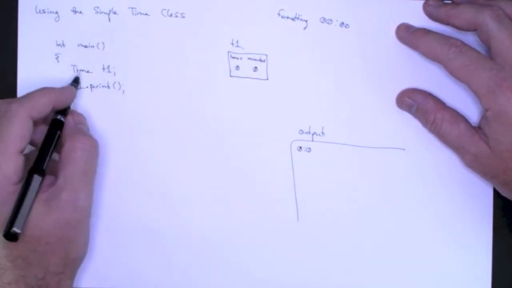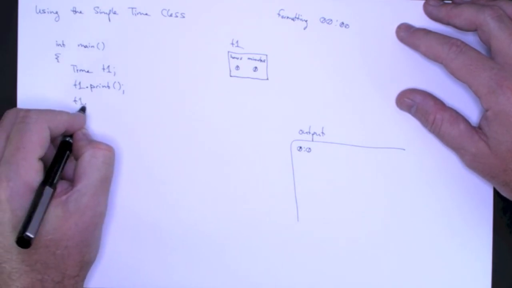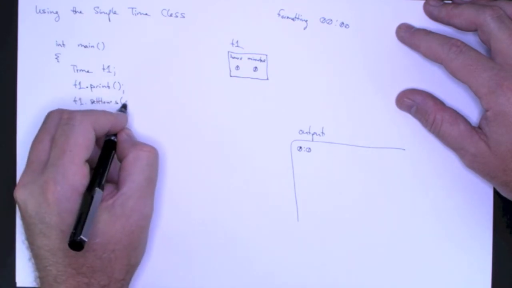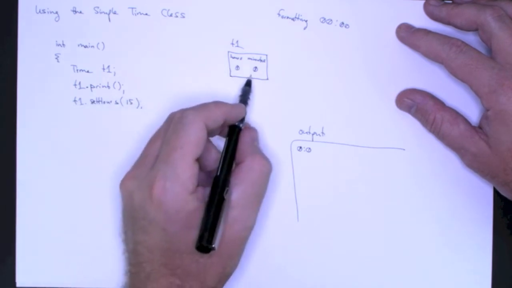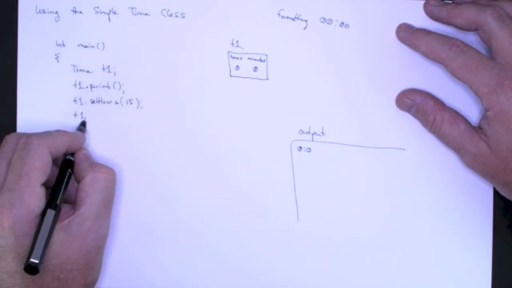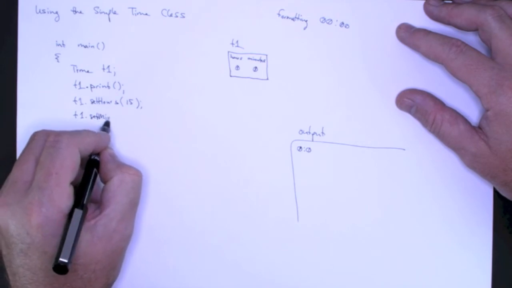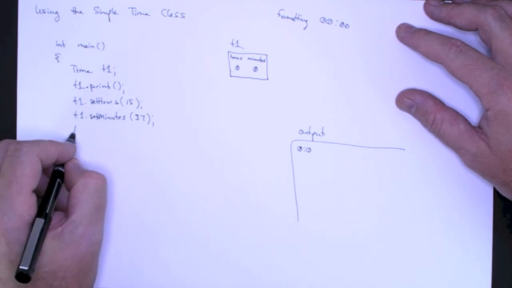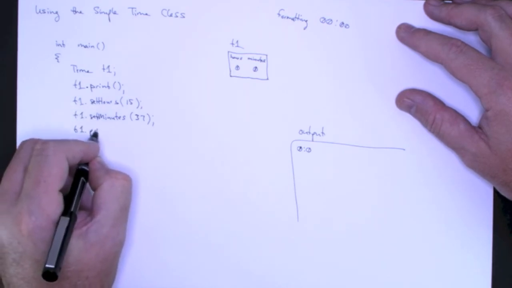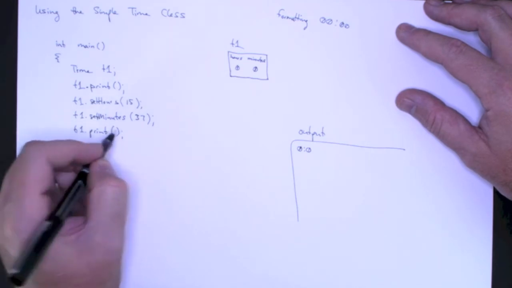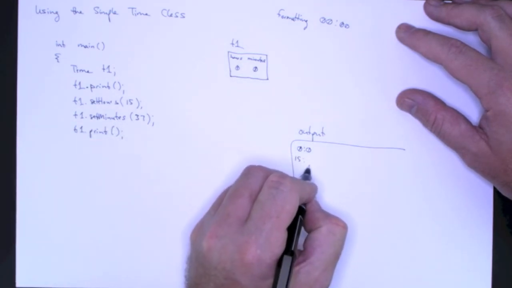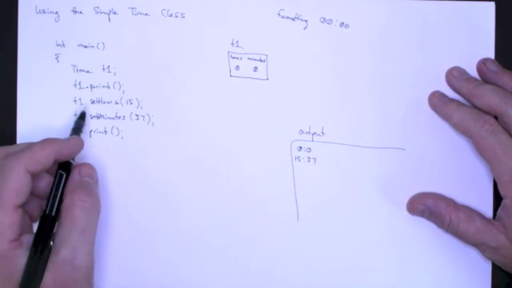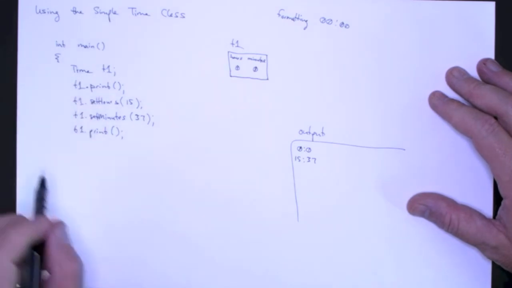Now, if I want to set hours to something specific, I can use the set method. And I can pass in a value for it, such as 15. I can also do the same thing for minutes. And now when I call the print method, I see the changed values for minutes and hours. Or I see how I've manipulated my time object T1.